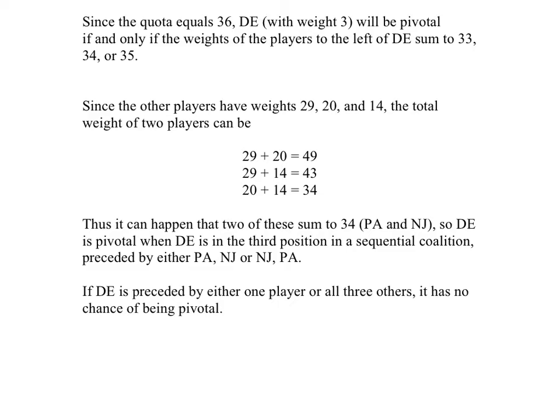And similarly, if Delaware appeared all the way at the end, if Delaware were preceded by all 3 other players, well, by the time all 3 other states have pooled their votes, they certainly have enough votes to win. So the only way Delaware ever ends up being pivotal is by being in the 3rd position and by being preceded by Pennsylvania and New Jersey, or New Jersey and Pennsylvania.